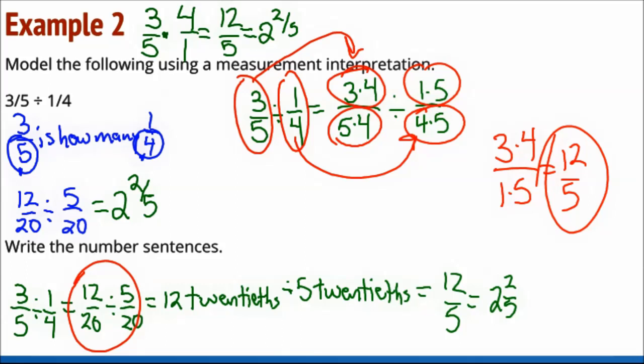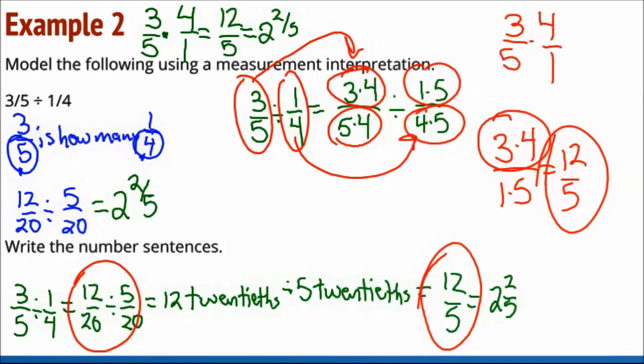Now, interestingly, 12/5 is what we wound up with right here. So this 3 times 4 is the same as our invert and multiply: 3/5 times 4 over 1. Here's my 3 times 4. Here's my 5 times 1. So by thinking through what I did with the division, I can see where I end up with the multiplication.